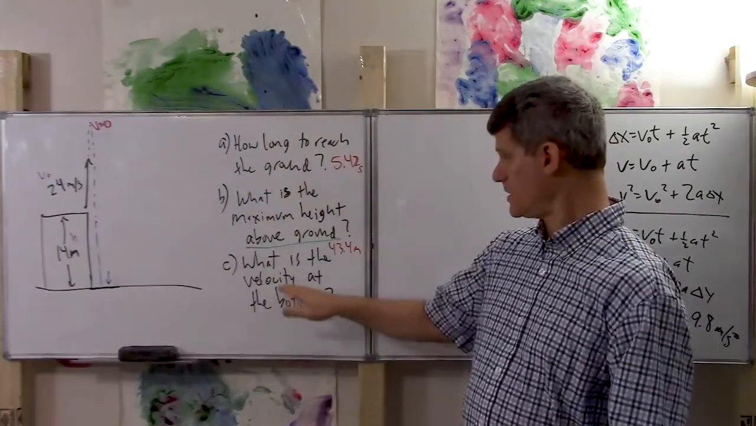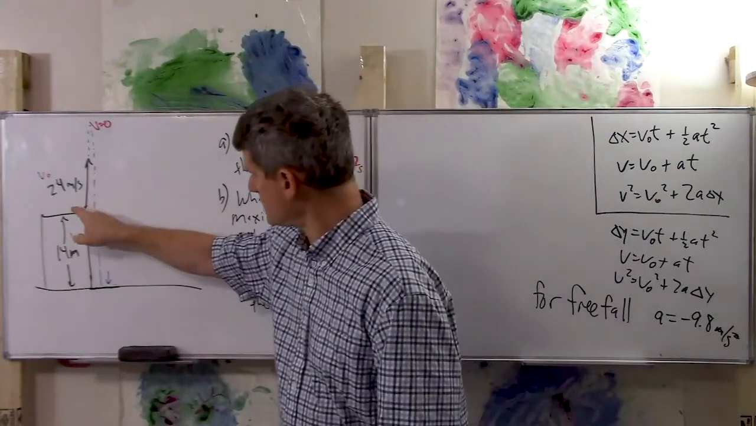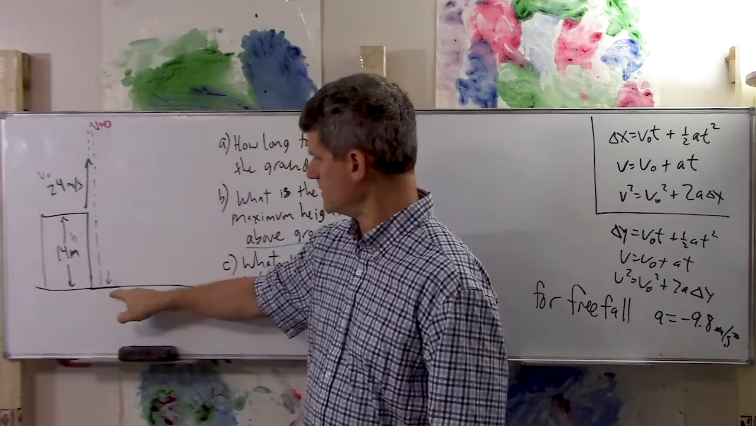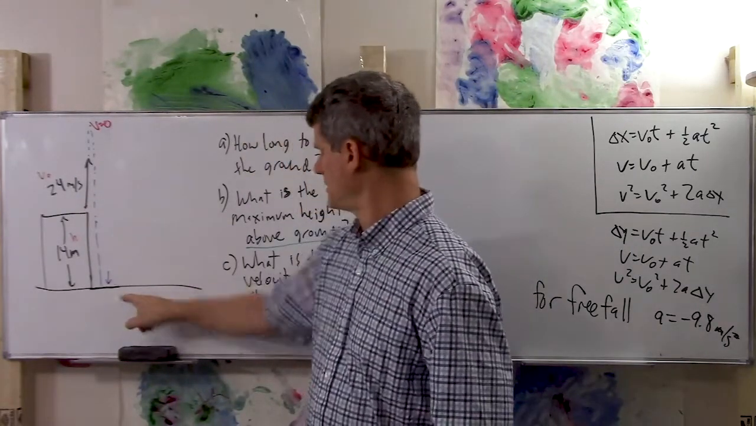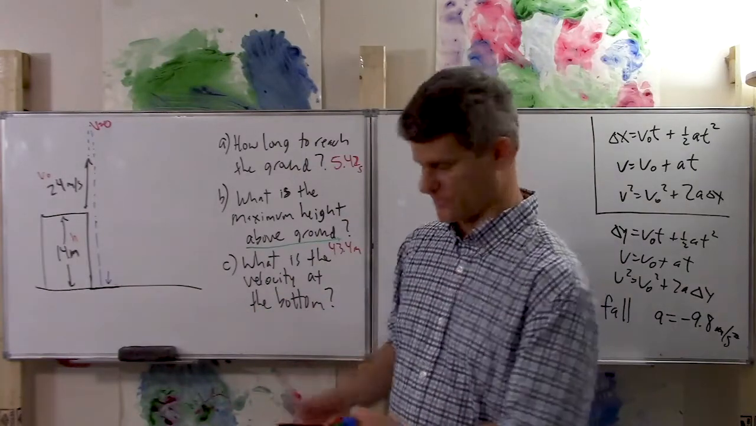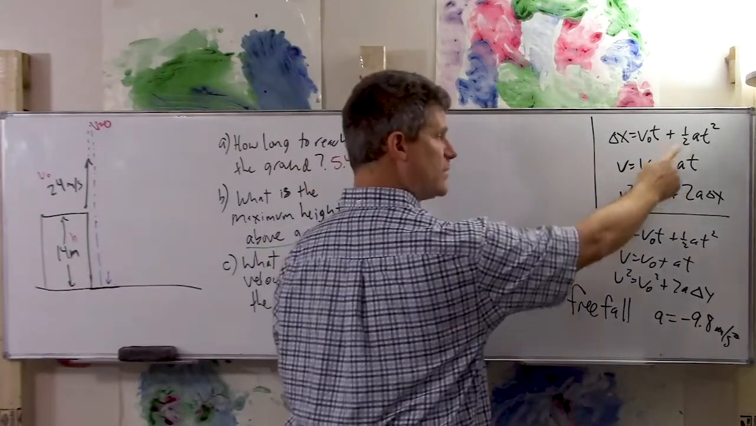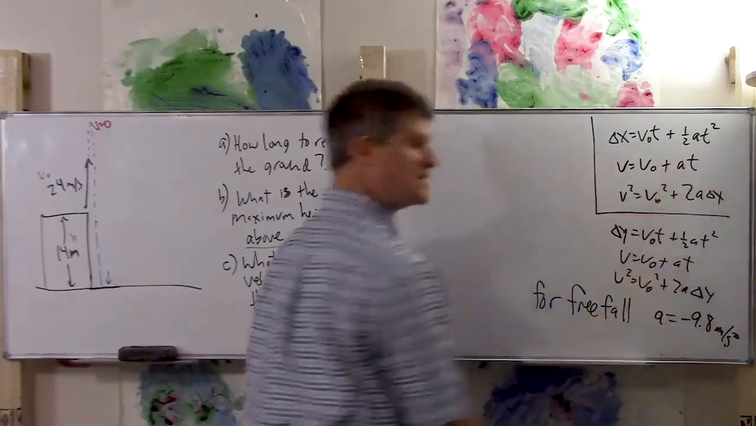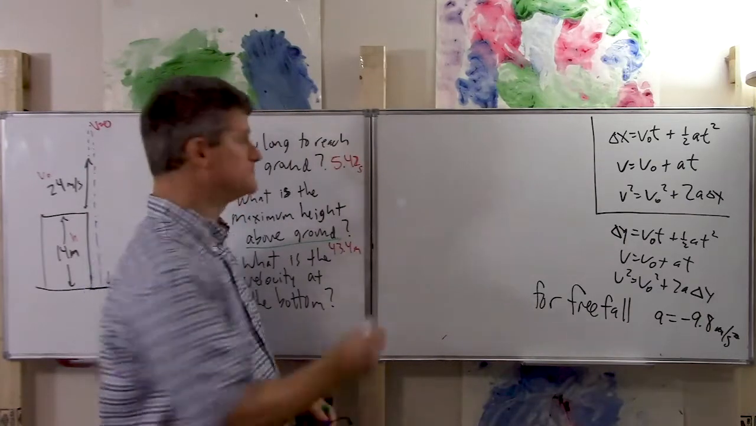Now for part C, what is the velocity at the bottom? So now our initial is going to be here, and our final is going to be here. So we're considering the whole flight. It starts here and finishes here. Now the velocity at the bottom is v, so we want an equation with v final, or v. So we could use this one because we have the initial velocity, we have the acceleration, and the time is the total time for the whole trip. So that should give us what we need.